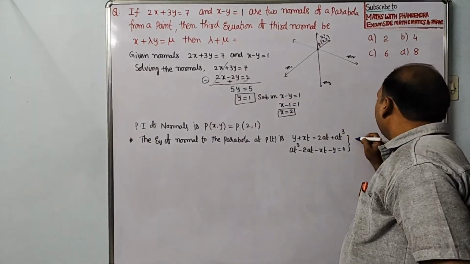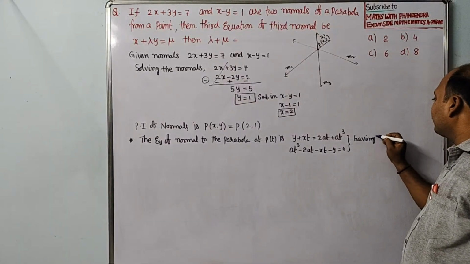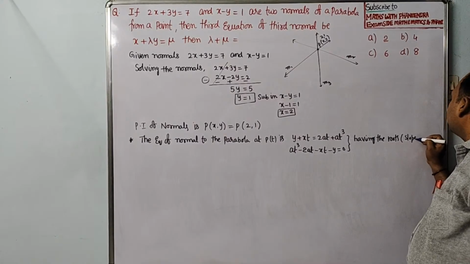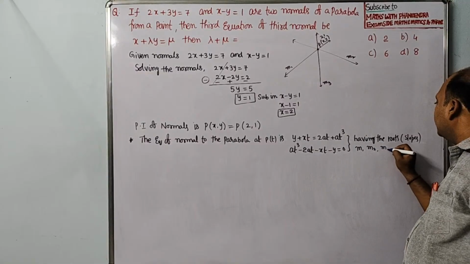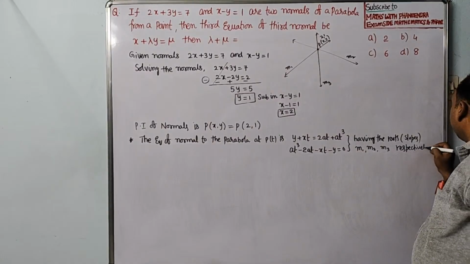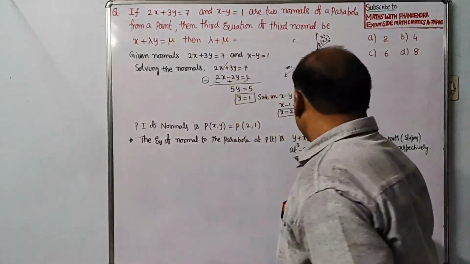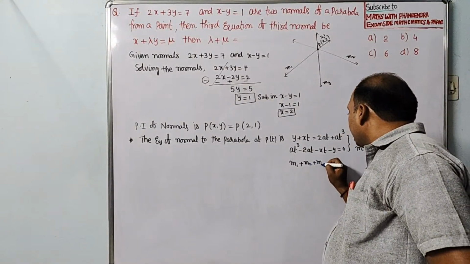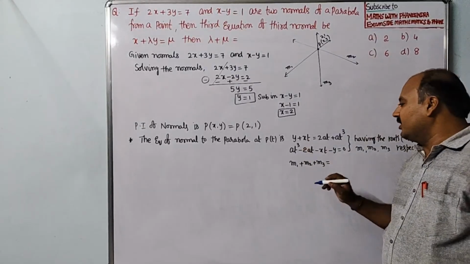Here this has the roots, that means indirectly the slopes m1, m2, m3 respectively. So from the cubic equation I want the sum of the slopes. So m1 plus m2 plus m3 is equal to, here there is no quadratic term, so 0.